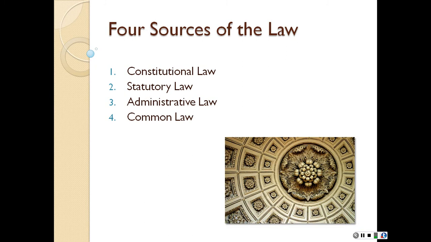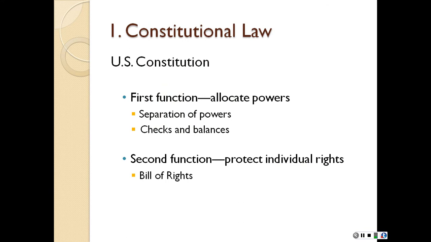As you've read in Chapter 2, there's 4 sources of the law. Those 4 sources are constitutional law, statutory law, administrative law, and common law. When we talk about constitutional law, we're really talking about the principles and rules contained in either the U.S. Constitution or in the states' constitutions.